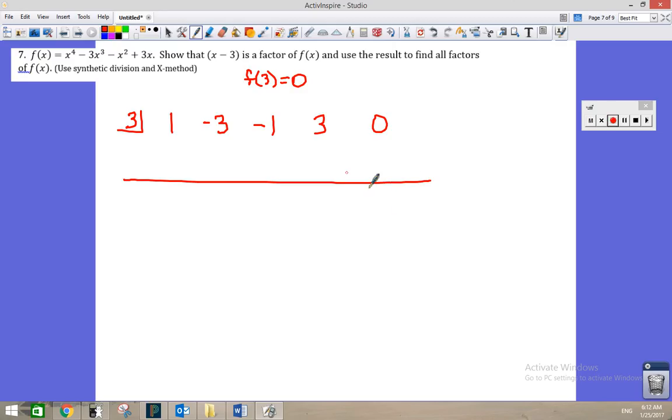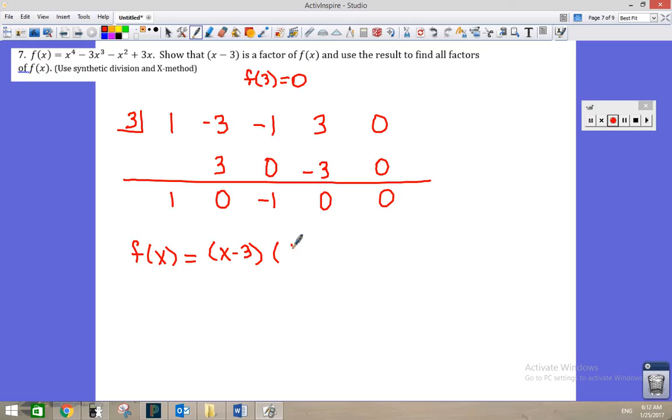Now, if this statement's true, I should get a 0 over here. The 1 comes down, and we get a 0 there. All right, so this f of x, they told us that one factor was x minus 3. They gave us the first one. They helped us there. Now, since this started out x to the 4th, in my synthetic division, I've lost a degree, and this first one now is going to be x cubed. For synthetic division, you always lose a degree.